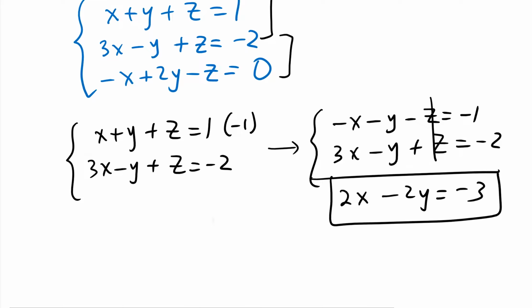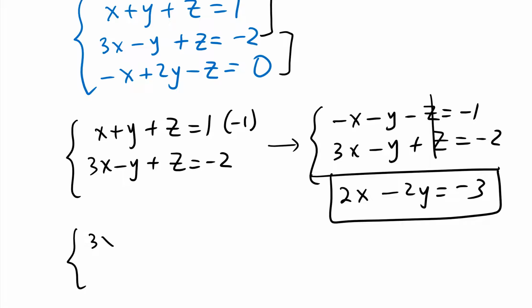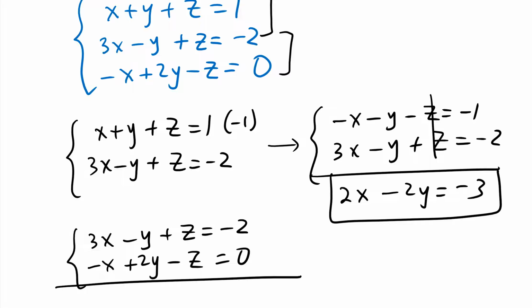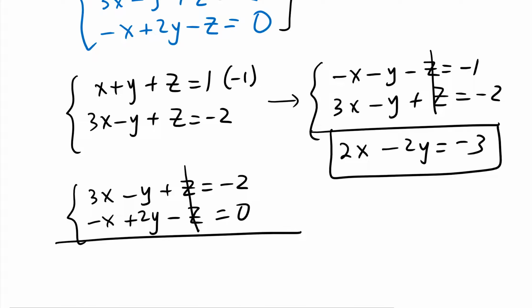The last two equations, again, you must eliminate the z's. Not y's or x's, because it's easier to eliminate the same variable, which is really the easiest here. So you get 2x plus y equals negative 2.